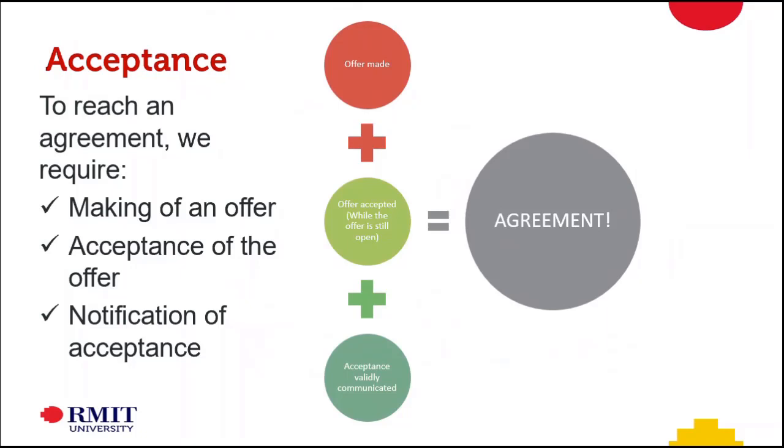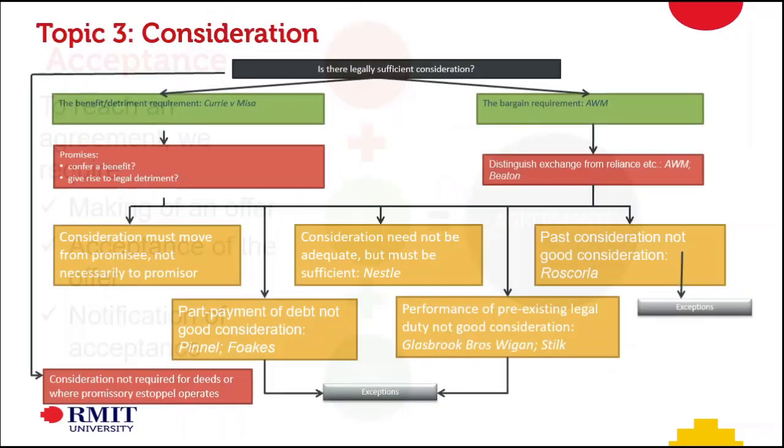Acceptance. We need an offer. We need the offer to be accepted while it's still open, and we need the acceptance to be communicated. Pretty straightforward. We have offer, matching acceptance, we have agreement. Okay, actually, before I go into consideration, any other questions about agreement? So, this comes straight from the slide pack, by the way.